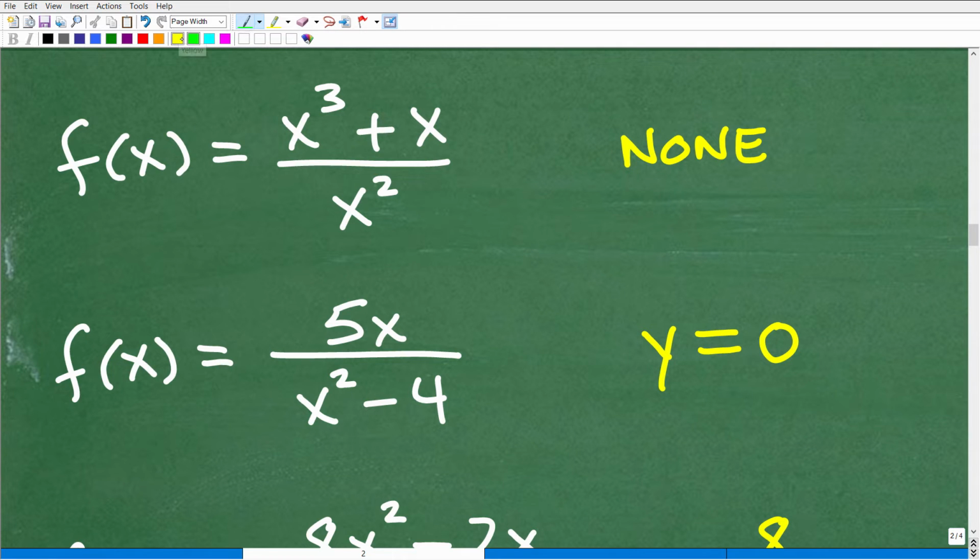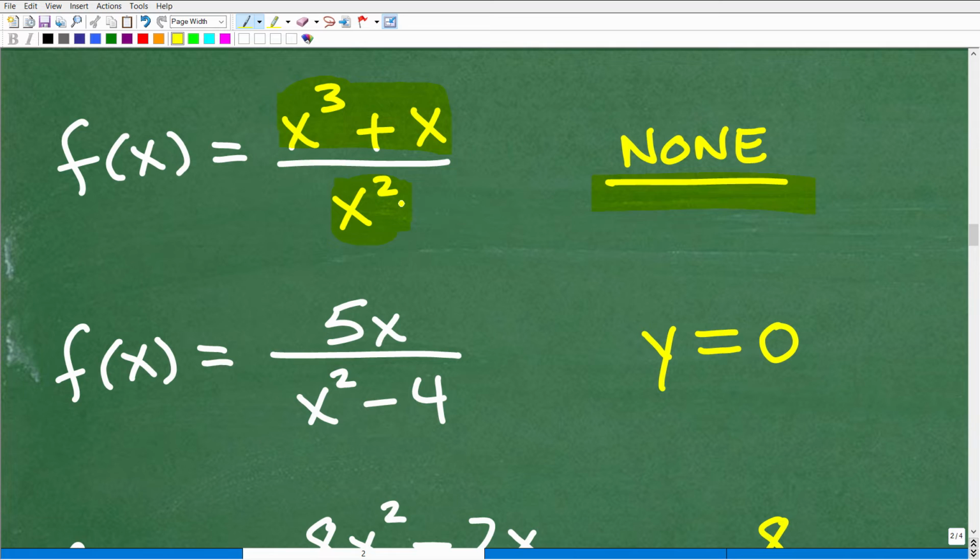Now, what you're focusing on here is the degree. In our first example, you can see that we have a third degree polynomial in the numerator and a second degree polynomial in the denominator. If the numerator is a higher power than the denominator, that function will have no horizontal asymptotes. So in this particular example, there are none. Again, if the degree is higher in the numerator than the denominator, there are no horizontal asymptotes.